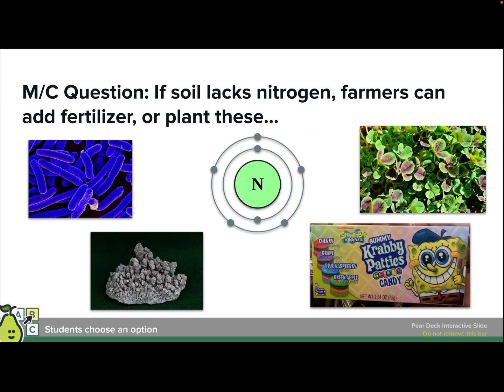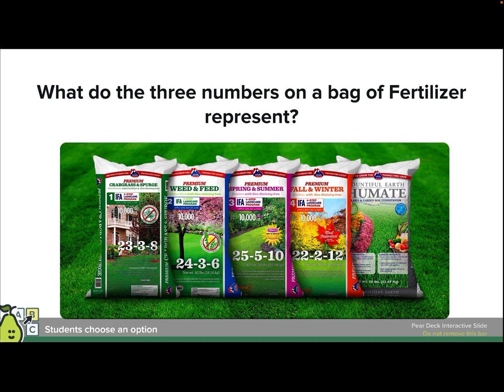Multiple choice question. If soil lacks nitrogen, farmers can add fertilizer or plant these. And the answer is nitrogen fixing plants. So the options were given in the Pear Deck, but if you can see up in the top right hand corner, there's clover. Clover or alfalfa can also fix nitrogen, so that's an option for farmers to increase the nitrogen in the soil.